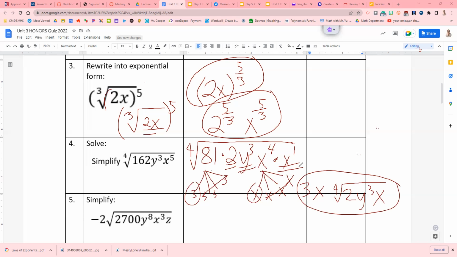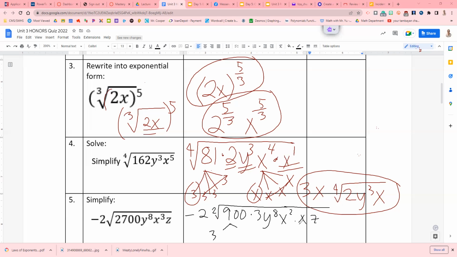For 2,700, you can simplify that by, let me change my color so you'll know the difference of the two. So I would say negative 2 and then 900 times 3. Y to the 8, because 8 is a multiple of 2. And then x squared times x, for the multiples of the exponent. And then z will be copied as is.